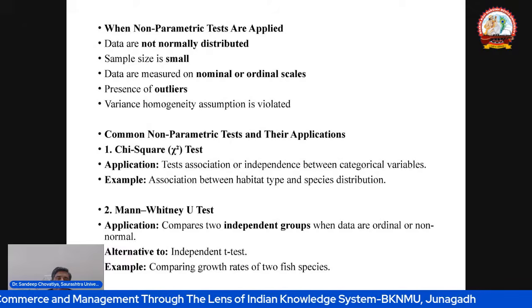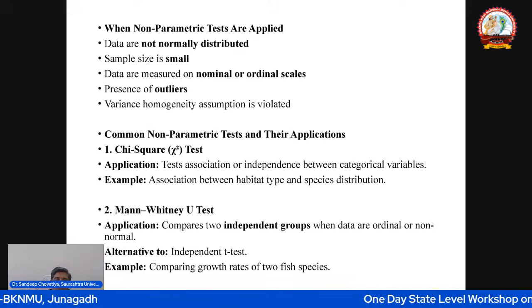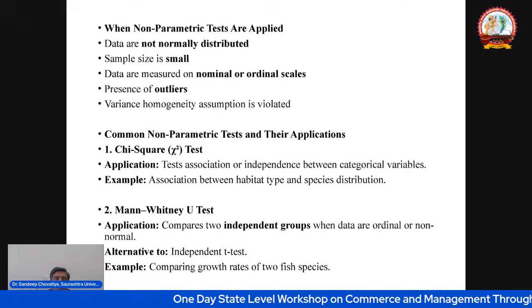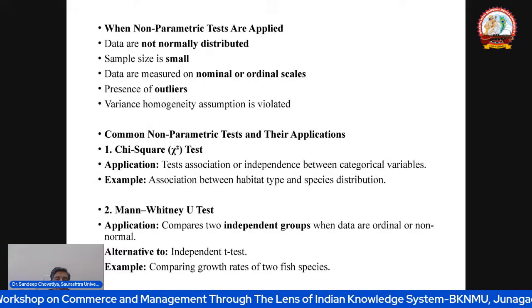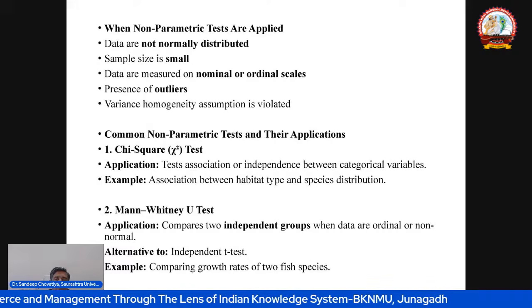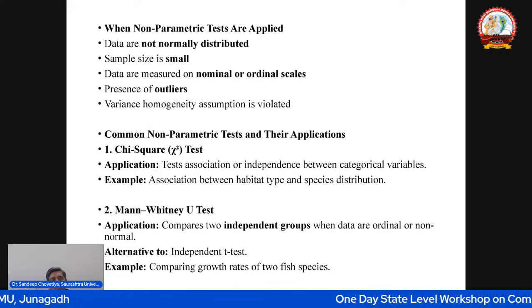Non-parametric tests are applied when the data are not normally distributed. The sample size may be small, data are measured on nominal or ordinal scales, outliers are present, or the variance homogeneity assumption is violated. When the data have these characteristics, we apply non-parametric tests.